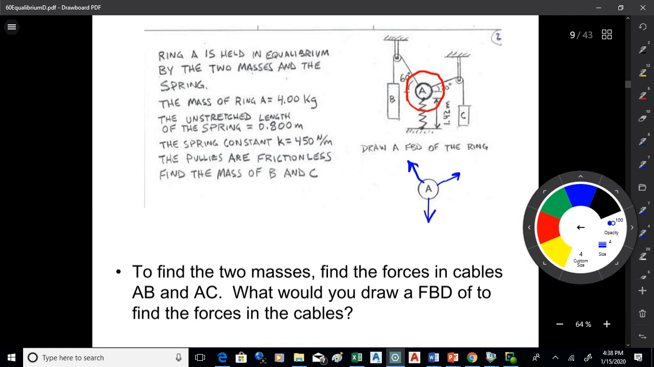Those cables are going to pull, right? And the spring's going to do what? Push or pull? Pull down, right? Because we're looking from the perspective of the ring. We're looking at what happens to the ring, okay? And all those cables can do is pull.